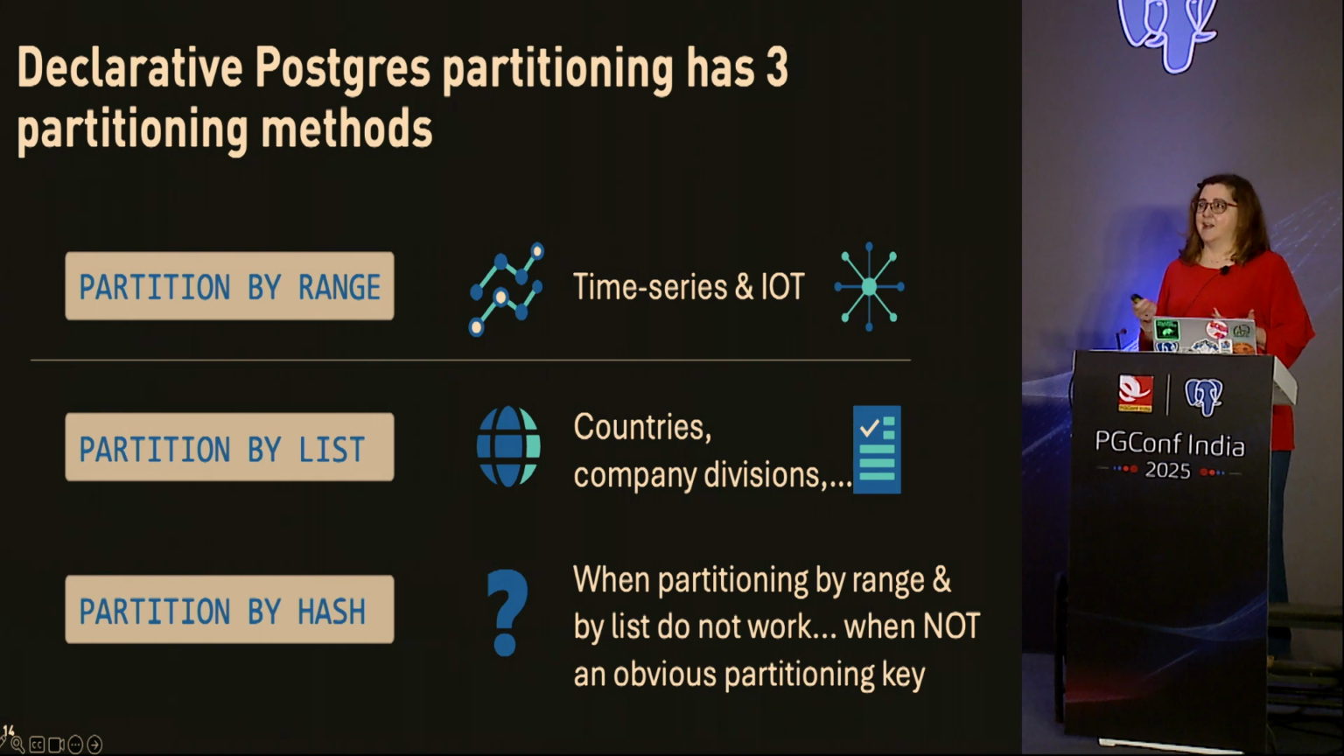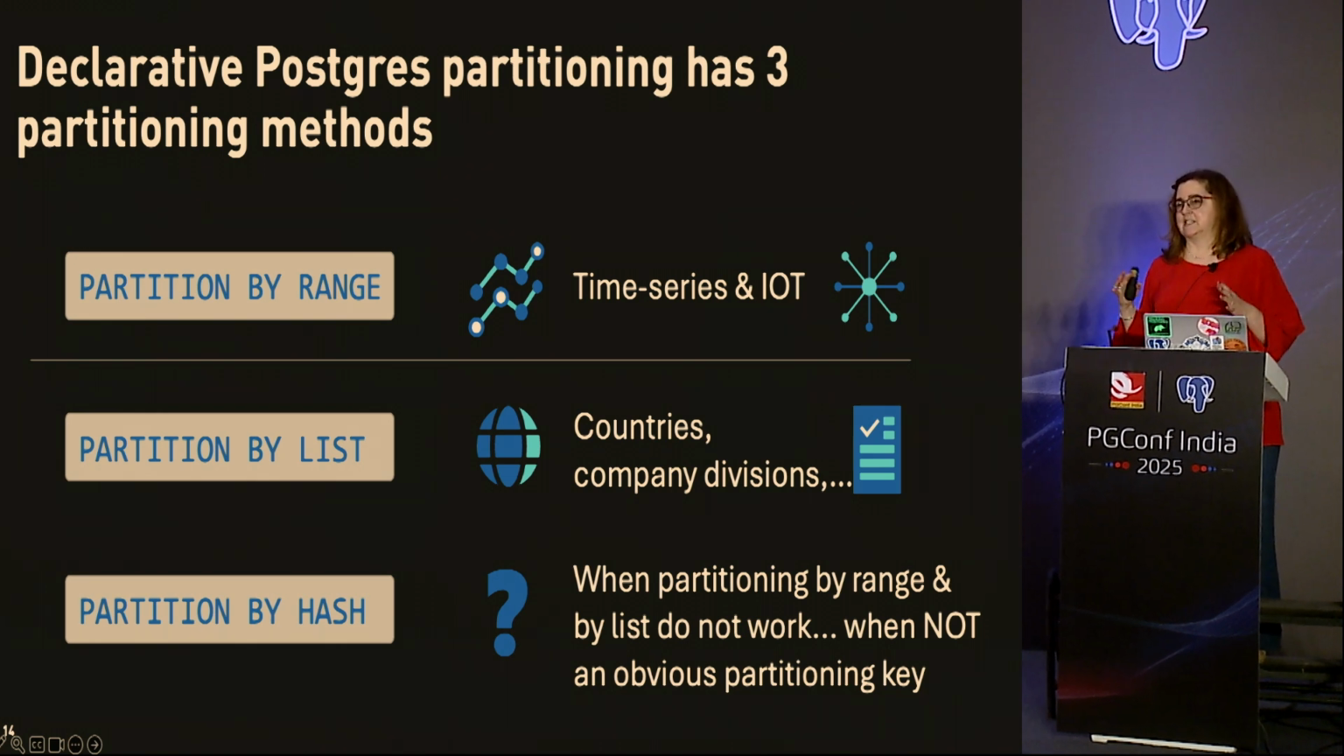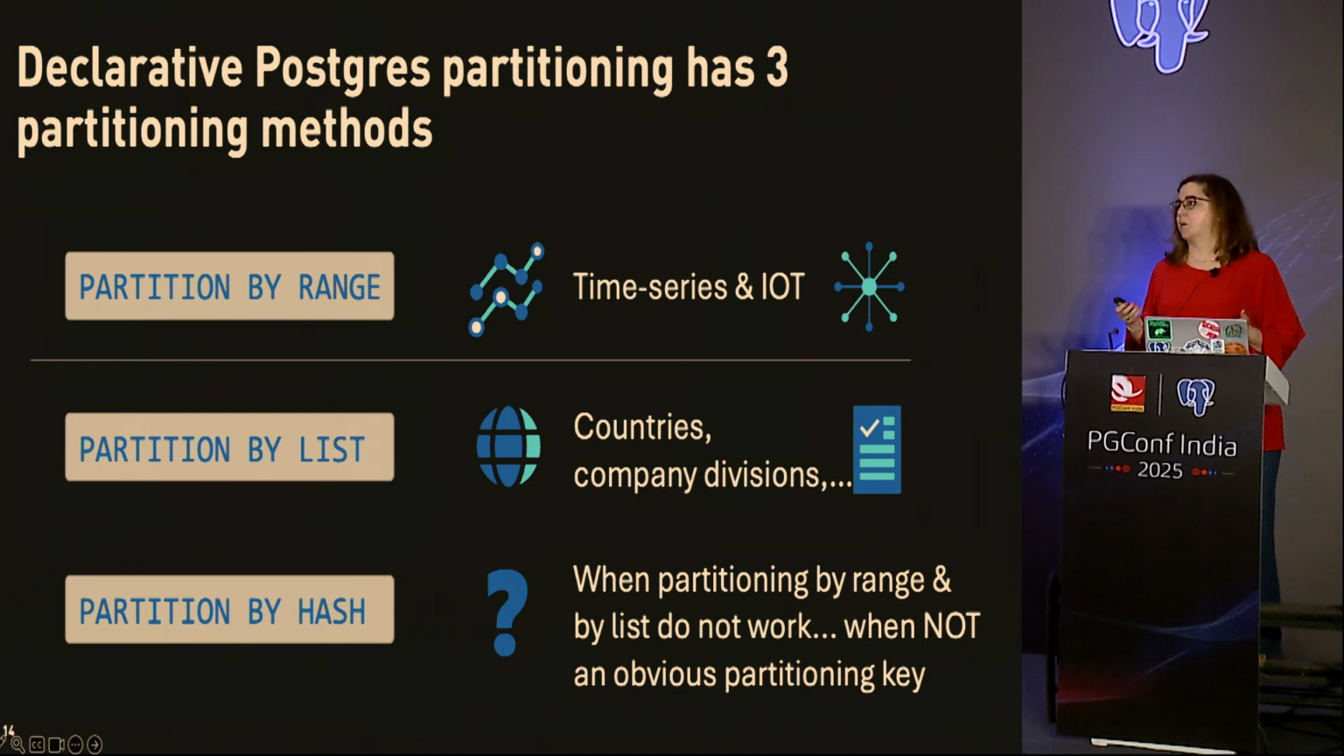And then I often think of hash partitioning as something that you would use when there isn't an obvious partitioning key. When range doesn't make sense, it's not time series data, list doesn't make sense, well then you might use hash. But in addition, with hash partitioning, it can also help you make sure the data is more evenly distributed, so you don't end up with a partition that's 1,000 times bigger than other partitions.